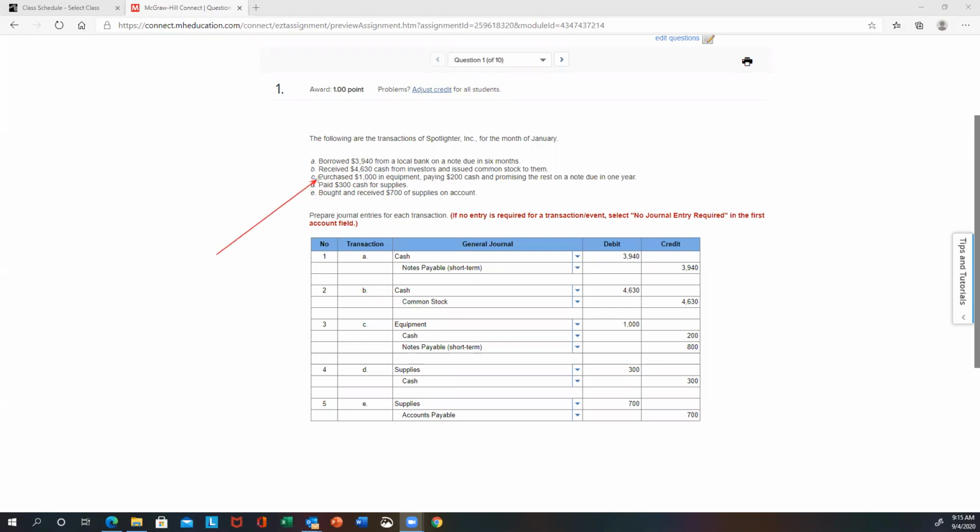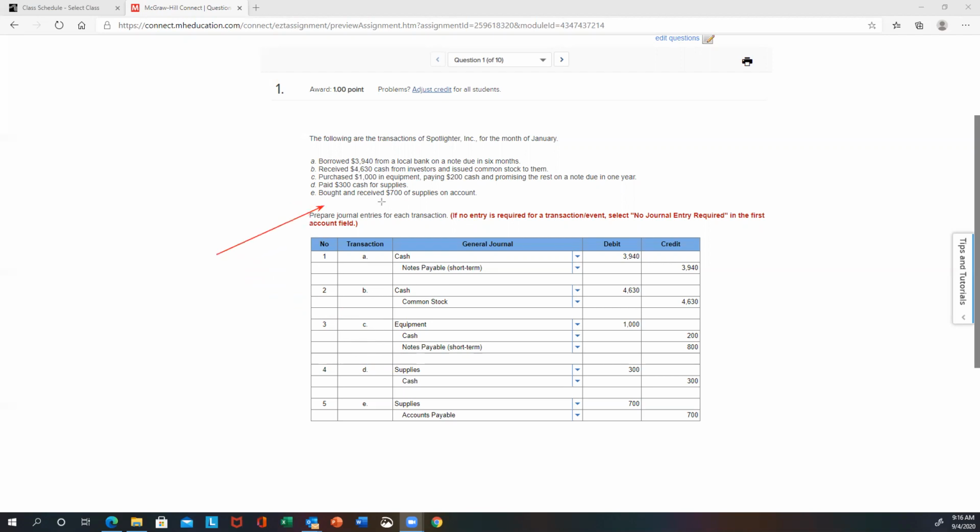Part C says we bought some equipment. We paid $200 cash. The rest is on a note. So we've got a debit to equipment of $1,000, credit cash $200, and then the balance of $800 would go to note payable short term. D, paid $300 cash for supplies. You've seen this one several times. You just simply debit supplies, credit cash. Remember, that's just a shift in assets.